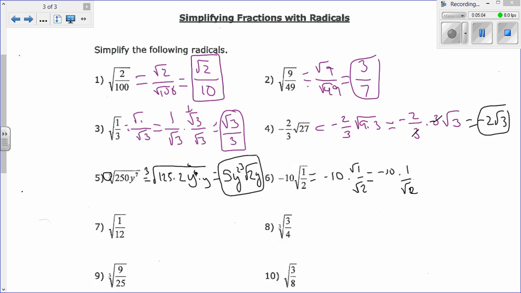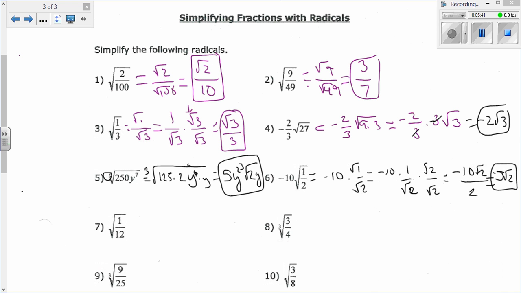I cannot leave the radical 2 in the denominator, so I need to multiply by 1 in disguise. So I multiply by root 2 over root 2. I'm left with negative 10 radical 2 over radical 2 times radical 2 is radical 4. The square root of 4 is 2. Now I can simplify this again because 2 goes into 10 5 times. So I have negative 5 radical 2 for my final answer.